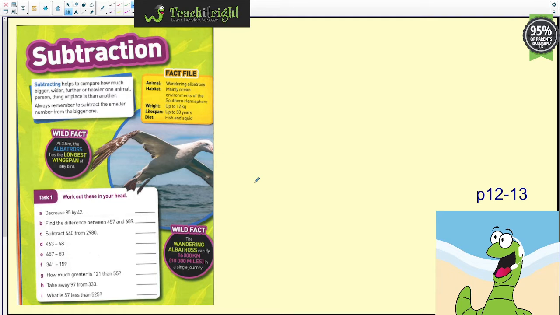Okay, everyone, let's just go through them together. Again, with subtraction here, we're going to just whiz through them. So we've got 85 and 42. So 5 take away 2 is 3. 8 take away 4 is 4. So the answer is 43 for number 1.